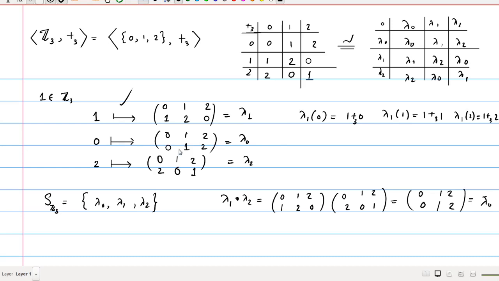Similarly, how will you get lambda naught? What is lambda naught of 0? That is 0 addition modulo 3 with 0. Lambda naught of 1 is obtained by operating 0 from the left hand side of this 1.